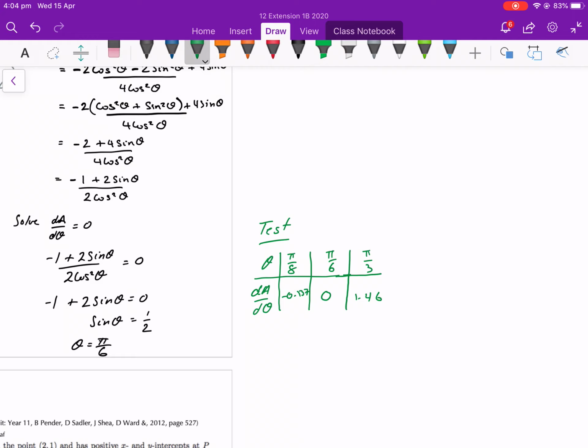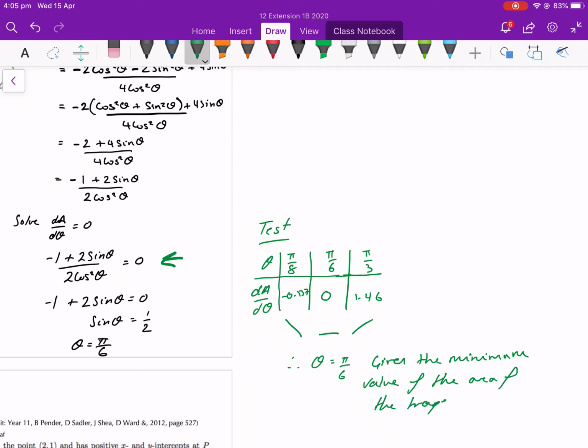So we just sub those values of theta into the derivative, so into this here. Now, that's negative, so it has a negative gradient. 0 has a horizontal gradient. Positive has a positive gradient. Therefore, we can see that theta equals pi on 6 gives the minimum value of the area of the trapezium.